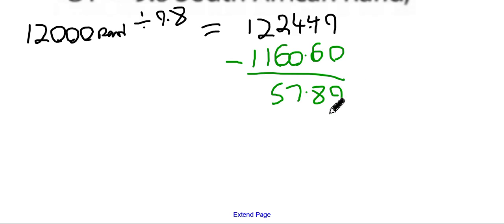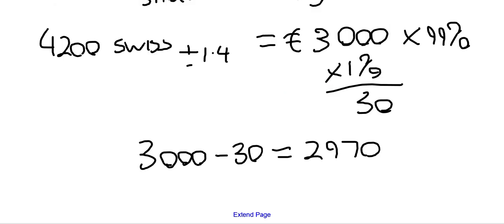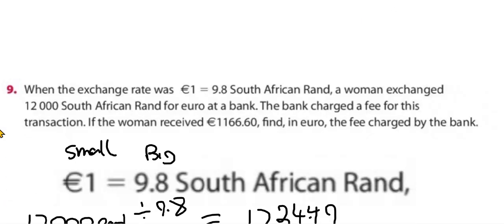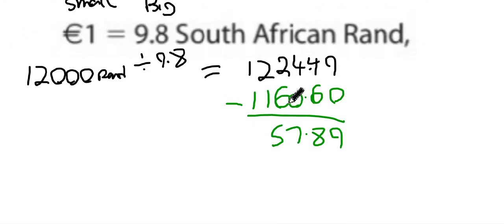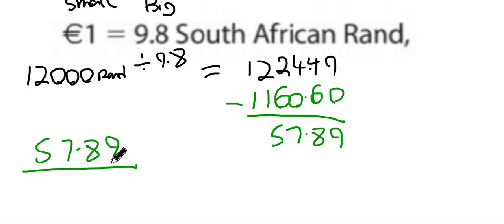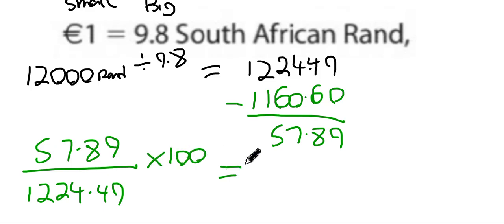Now, guys, if you remember in the last question, we did €3,000 multiplied by 1%. So it's calculated by using the amount of money we're meant to get. So what I'm going to suggest is we do the following. We take €57.89 and we find out what percentage that is of the money we're meant to get. So we turn this into a percentage, and then we can find out how much percentage was taken off us. Because €57.89 off the €1,224 was taken off us.